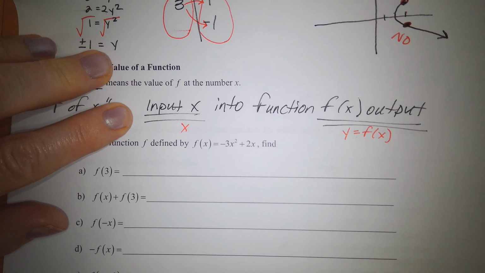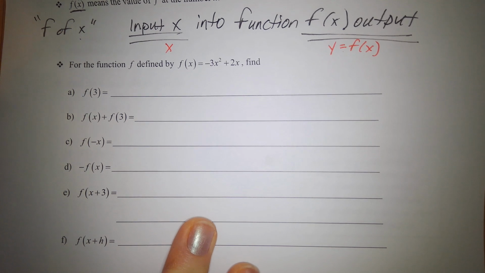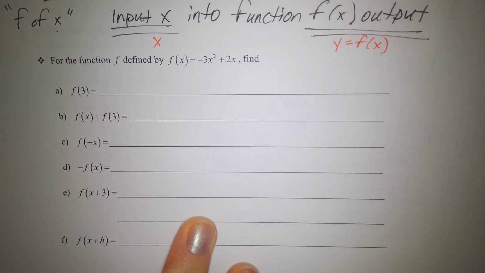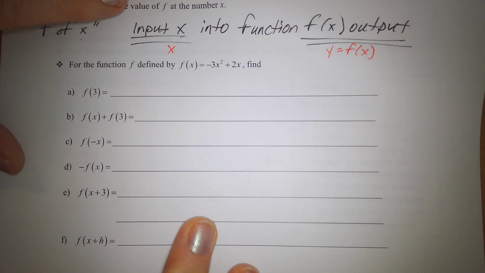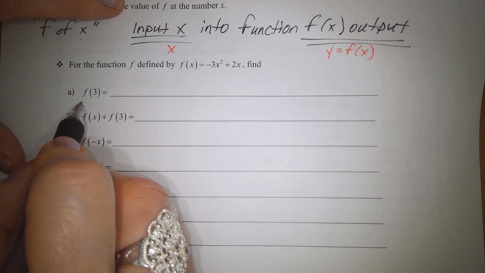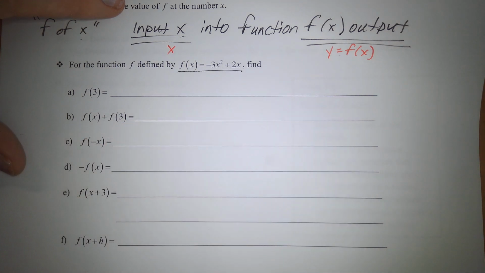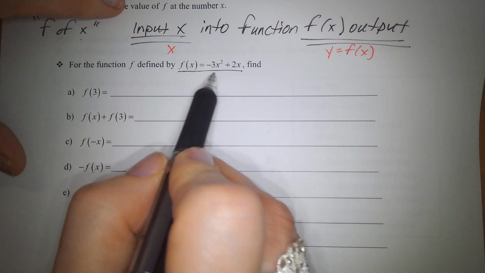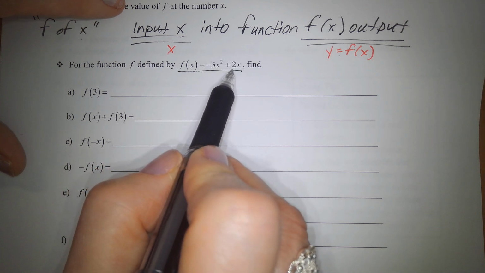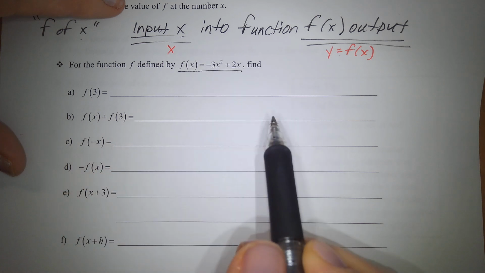So let's look at what that would look like in a few examples. Down here we have some examples. For the function f, defined by f of x equals negative 3x squared plus 2x, let's find the following. What this is saying is go to the function f. Here is the function f. Right now, f of x is equal to negative 3x squared plus 2x, meaning x is plugged in for all of the x's.